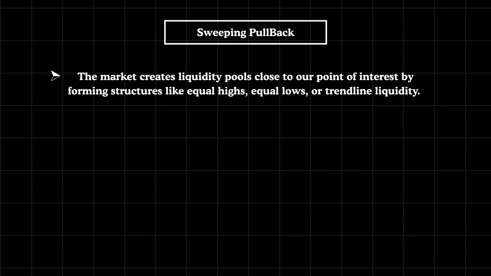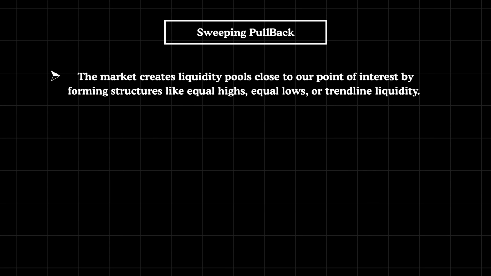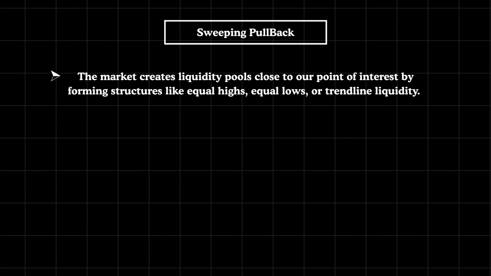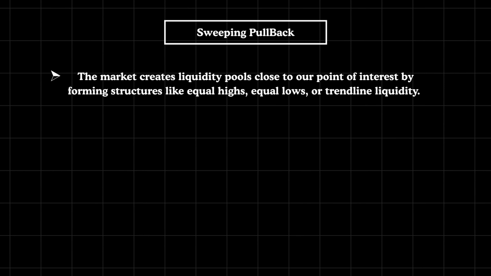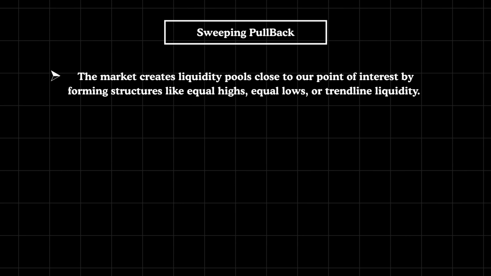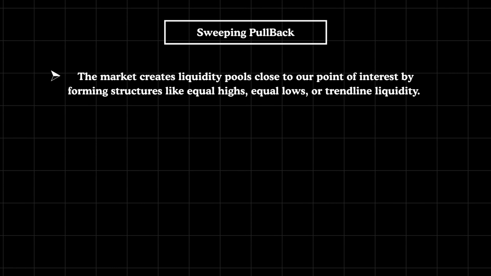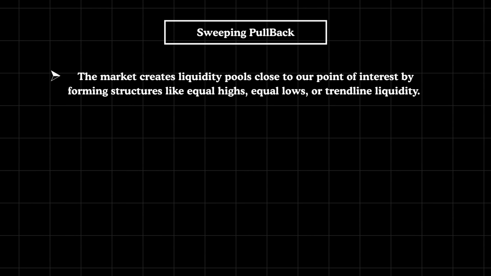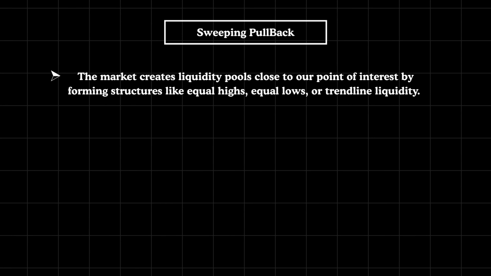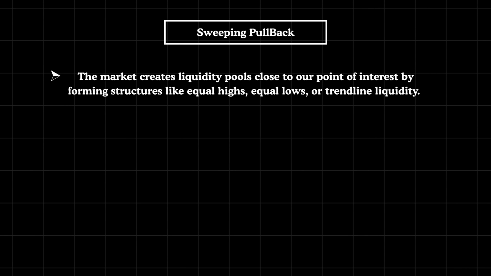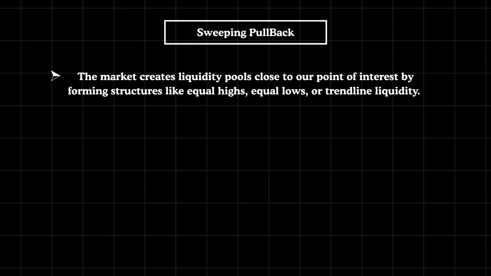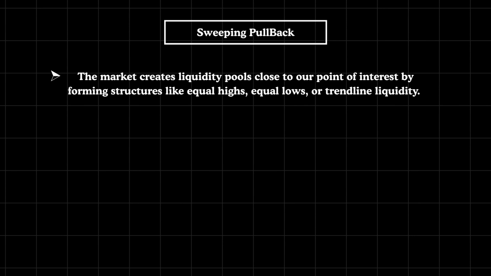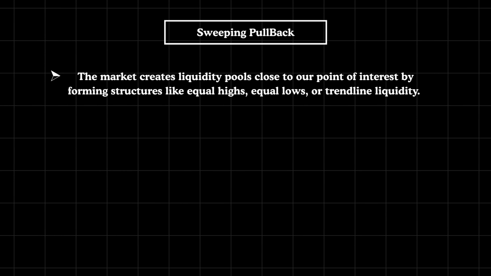Let's now explore the third type of pullback, the sweeping pullback model. In this model, the market creates liquidity pools close to our point of interest by forming structures like equal highs, equal lows, or trendline liquidity. These static liquidity zones attract pending orders and stop losses, making them ideal targets for liquidity sweeps. Recognizing a liquidity sweep before price reaches our demand or supply zone is critical. It strengthens the credibility of the zone and enhances our confidence in the setup.